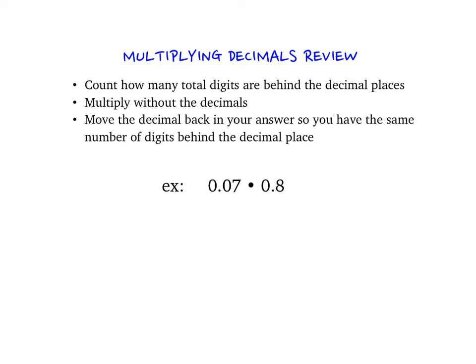So when you're multiplying decimals, the thing that matters the most is how many total digits you have behind the decimal place in both numbers. So if I look at the example, I have 7/100 times 8/10, or 0.07 times 0.8. That's a total of 3 digits behind the decimal place, and we're going to keep that in mind for later. Then when you go to actually multiply, you multiply them as if they're not decimals. So a normal 7 times 8, which I know gives me 56.